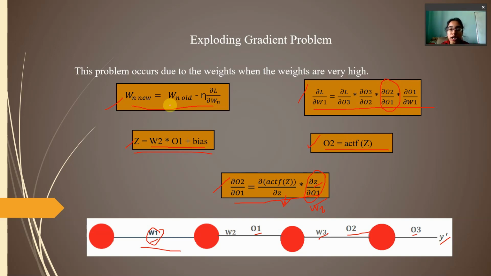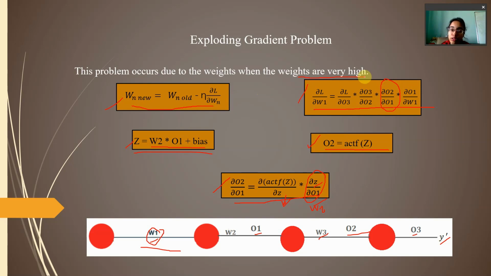In that case the weights are varying a lot, and for this the gradient descent will never converge. It will keep jumping here and there, and it will never reach the global minima. So this is the second problem that occurs when the weights are very high. If the weights initialized at first, or the inputs, are very high, then the exploding gradient problem occurs in the sigmoid function.